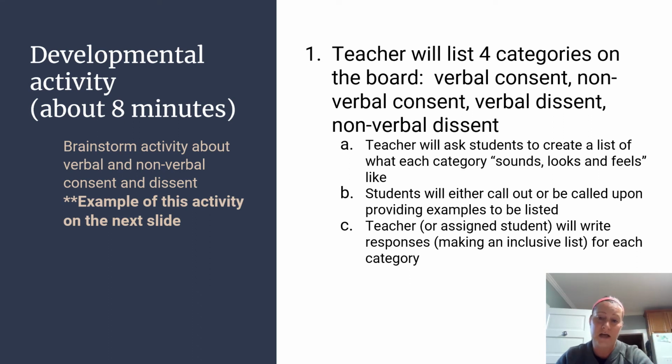The teacher can write it on the board, or you can assign a student to write it on the board, or assign a student per category, whatever you prefer. And then you'll make an inclusive list for each category. On the next slide, I have an example of what it might look like.